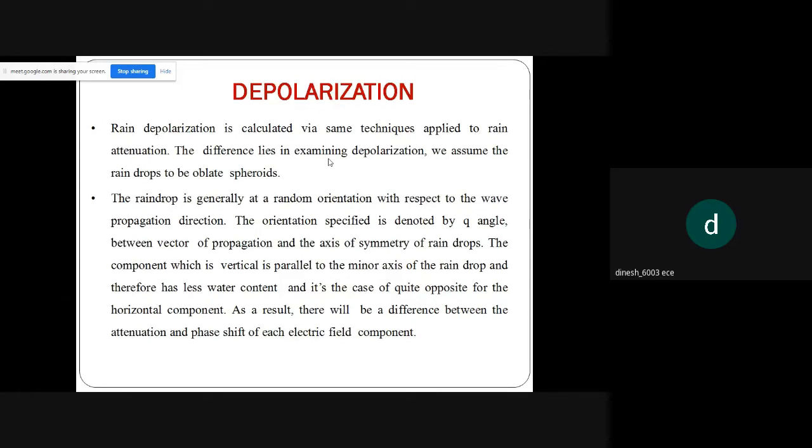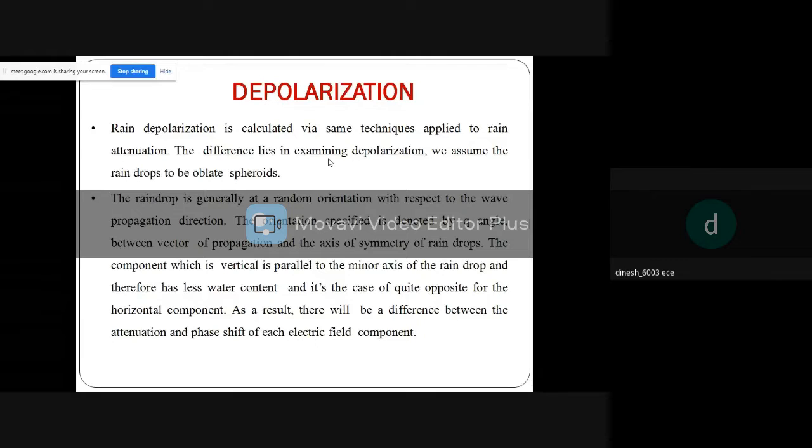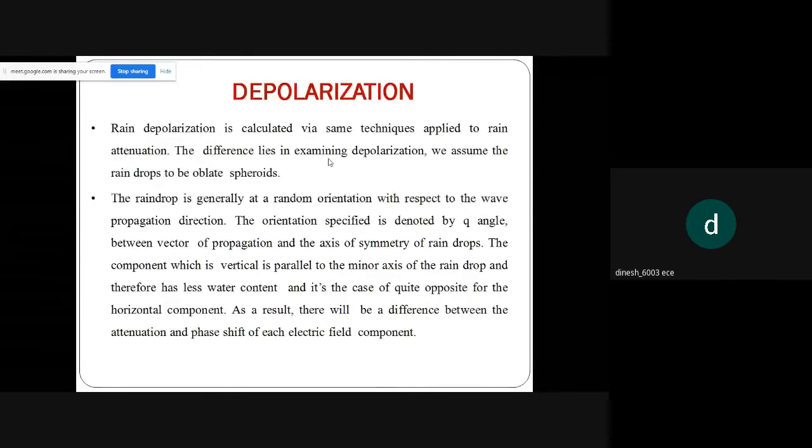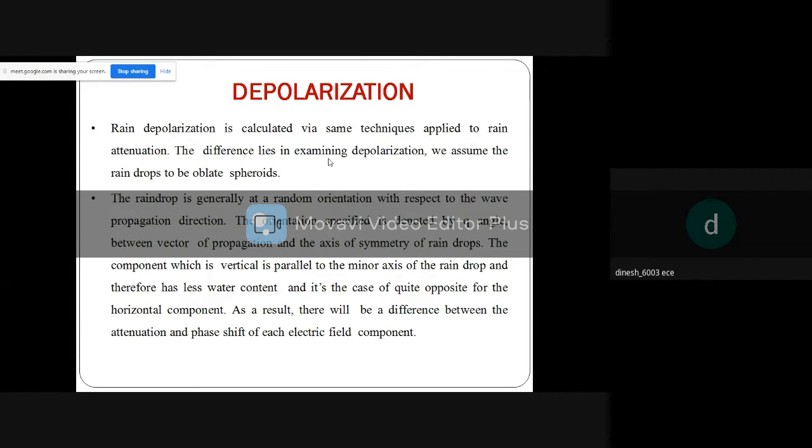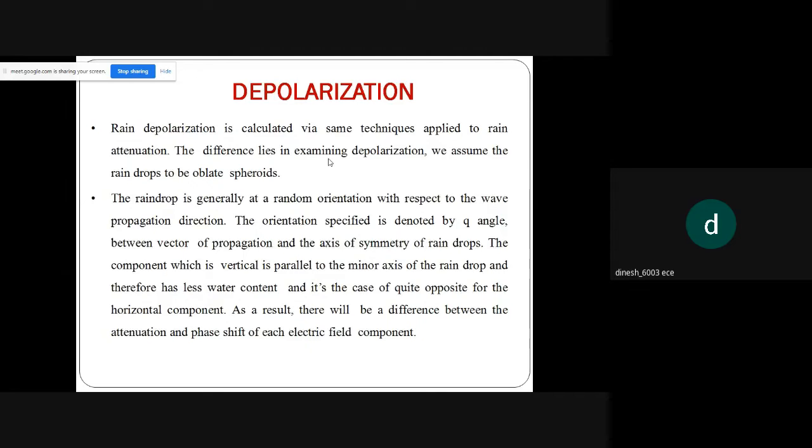The raindrop is generally at a random orientation with respect to the electromagnetic wave direction, which is specified by an angle Q. The orientation is denoted by the Q angle between the vector of propagation and the axis of symmetry of the raindrop. The component which is vertical is parallel to the minor axis of the raindrop and hence has less water content, and it is quite the opposite for the horizontal.